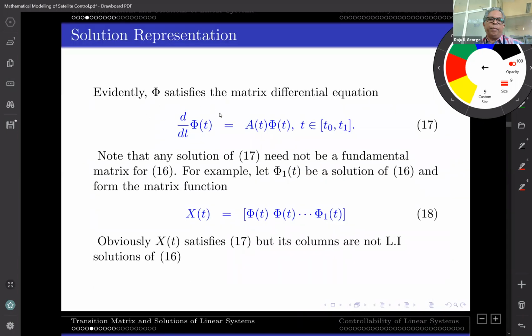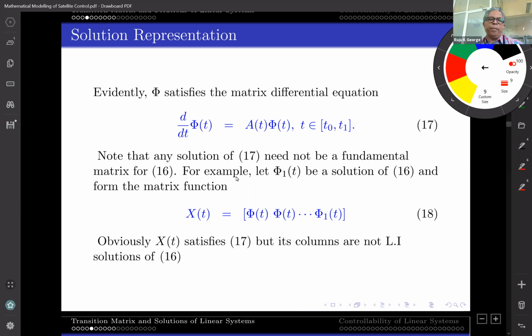So evidently, if phi is an n by n matrix whose columns are linearly independent solutions, then d/dt of phi(t) is equal to A(t) phi(t). We can easily prove this, because each column is a solution. If you differentiate each column, A(t) will come out, and A(t) times phi(t) will come out, and this matrix satisfies the differential equation. This becomes a matrix differential equation.